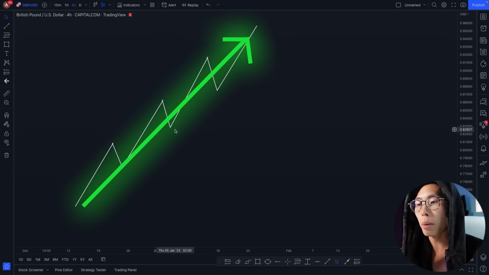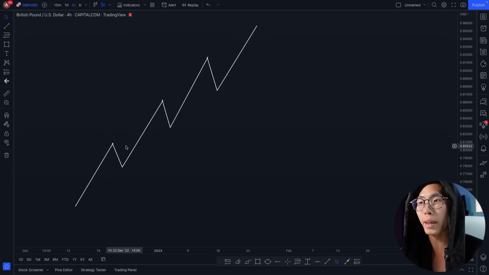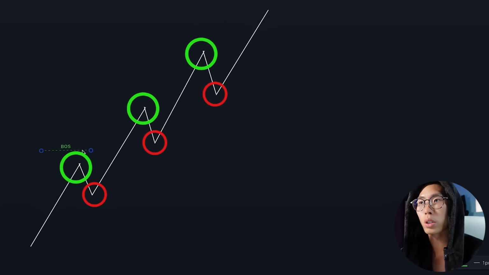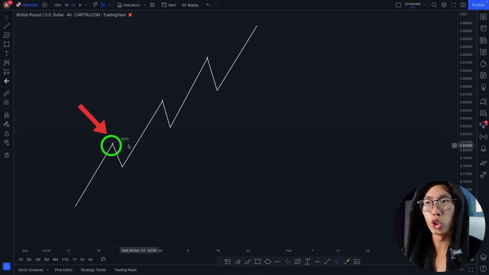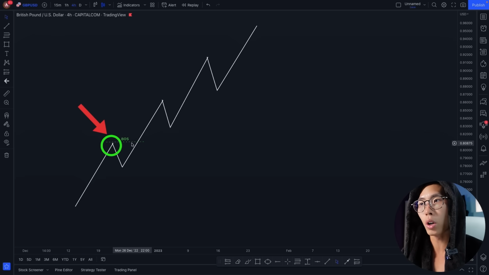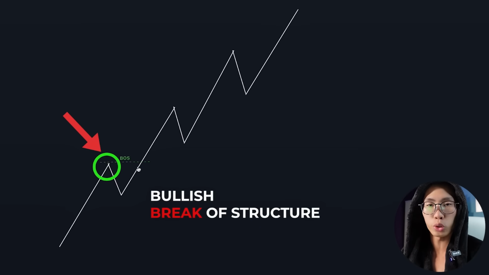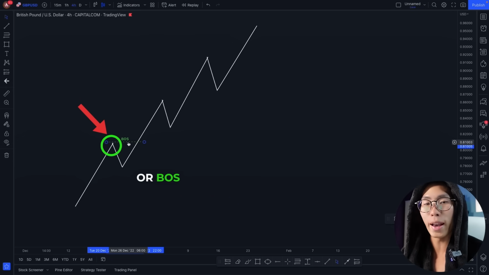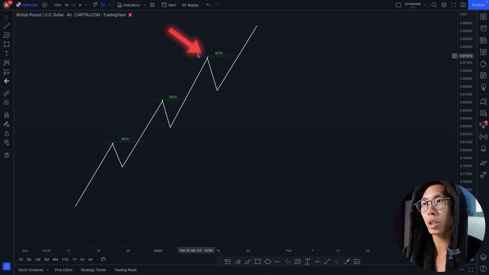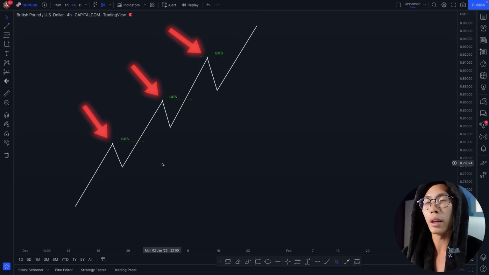So in an uptrend, price will be looking like this. You'll be making your higher highs and higher lows. Every time price breaks through a new high, this is what we call a bullish break of structure, or BOS. So there's a break of structure here, there's another break of structure right here, and another break of structure right here whenever price breaks the previous high.